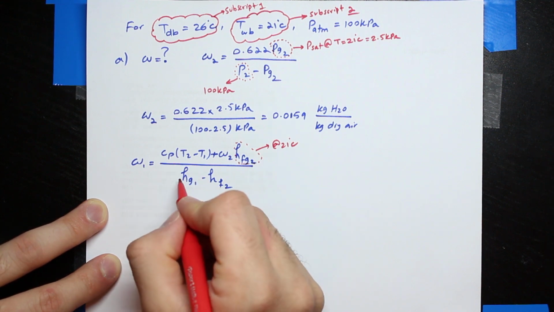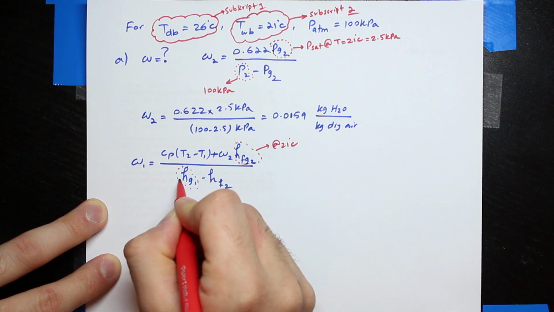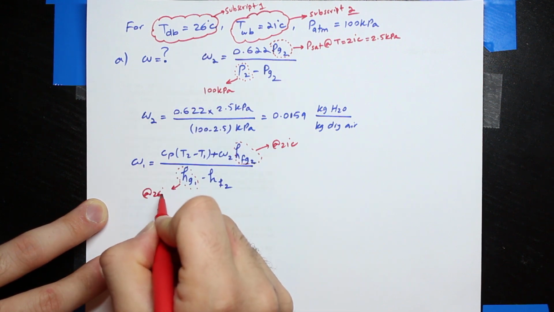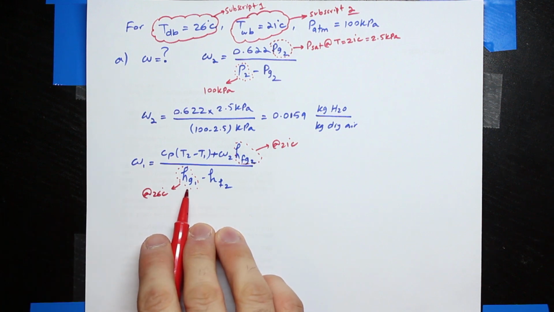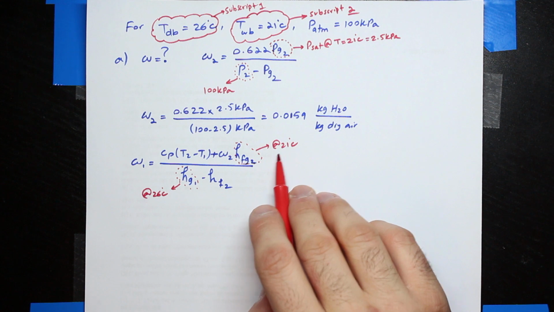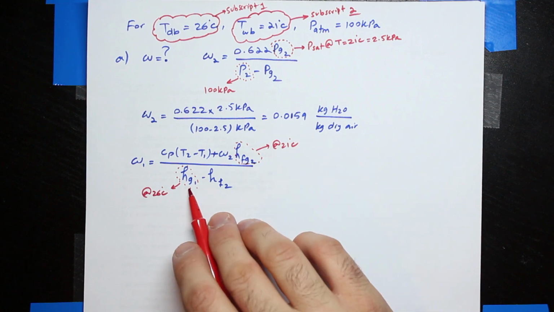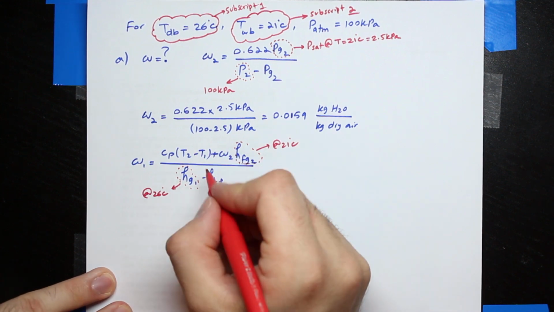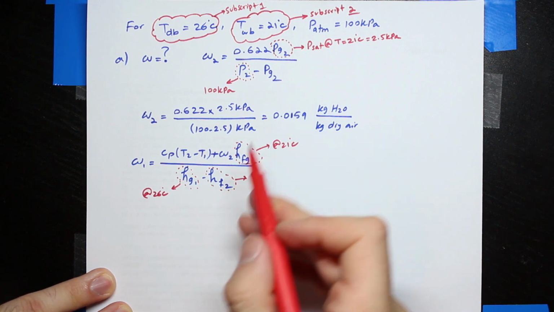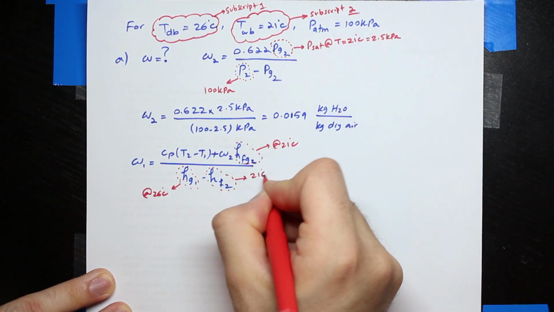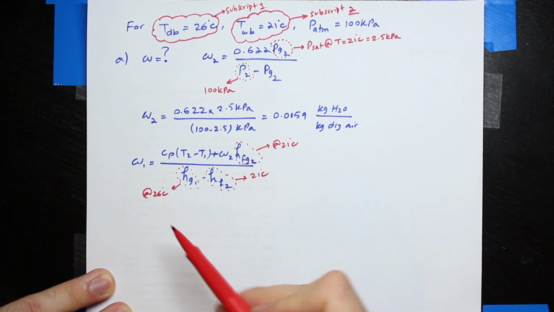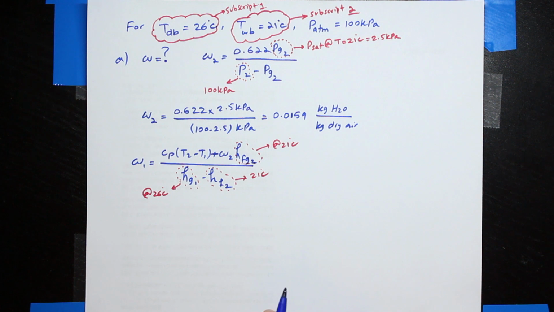HG1 is HG at 26 degrees C. Okay, so this HG comes from water table. This HFG comes from water table, I think A4. Same thing here, A4. HF also comes from water table. But this is at subscript 2, which is 21 degrees C. Okay, so subscripts 2 are 21 degrees C and subscript 1 is 26 degrees C.